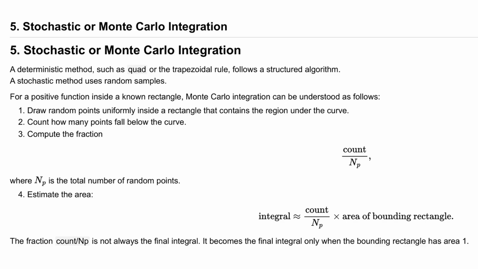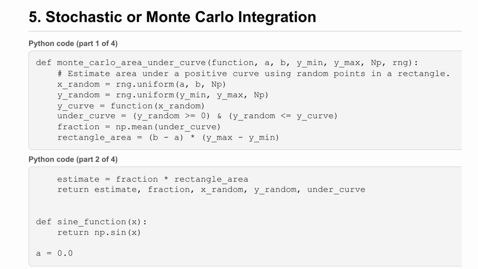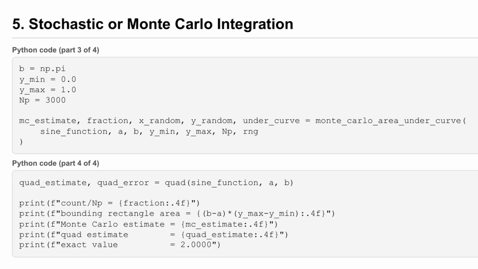Now let us move to stochastic, or Monte Carlo, integration. Unlike deterministic rules, this method uses random sampling to estimate an area. By counting what fraction of random points falls under a curve within a known bounding box, we can approximate the integral. We implement this by defining a function that draws random x and y coordinates within a specified rectangle. We use a Boolean mask to determine which points lie below the target function and calculate the mean of that mask to find the successful fraction. Multiplying that fraction by the area of the bounding rectangle gives us our final estimate.